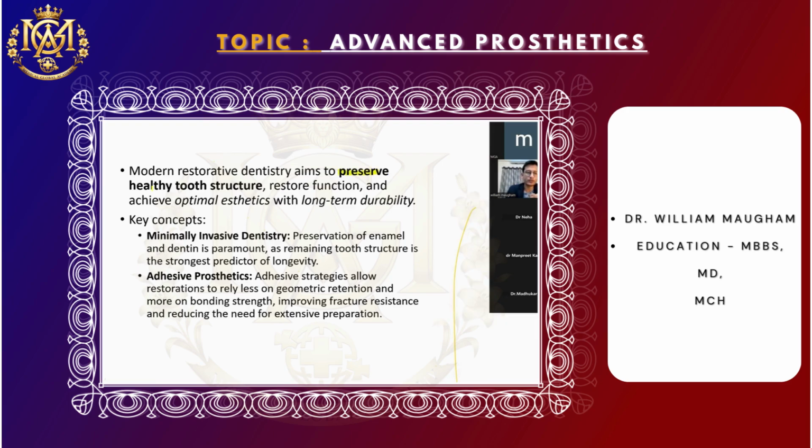It aims to preserve healthy tooth structure. That means we have to minimize our tooth preparation. It will restore function, same as the crown, same as the extracoronal restoration. And we have to achieve optimal aesthetics. This aesthetic part is very important when we are working in the anterior region. Most importantly, our result should be long term. That means we have to achieve long-term durability.